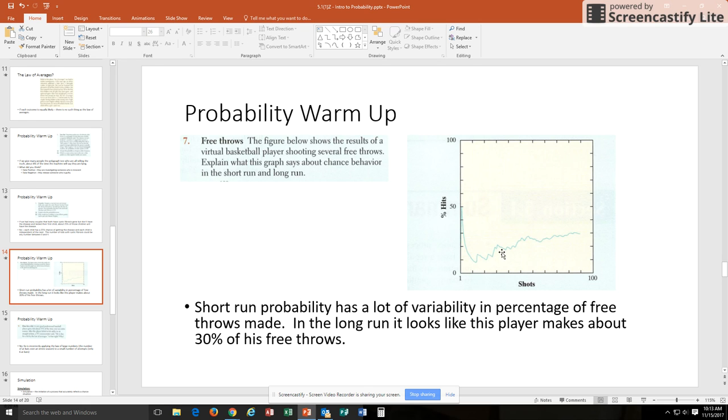But in the long run, as they take more and more shots, we start to see this pattern. And so now, based off of this particular player, you could say that they make about 30% of their free throws.